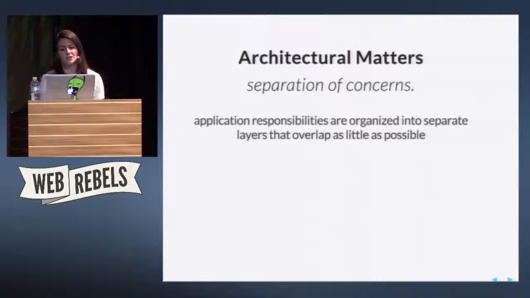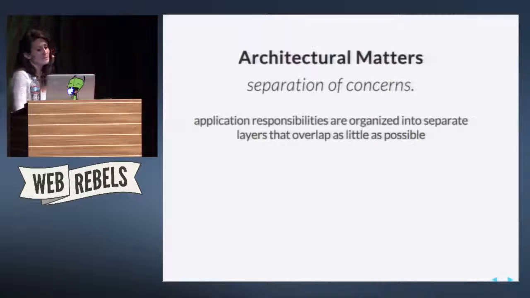So your architecture is going to have to be concerned with certain things. It's going to have to solve certain problems. You're going to want your architecture to have a separation of concerns, which is a very popular concept in most architecture patterns. Your application responsibilities are organized into separate layers that overlap as little as possible.